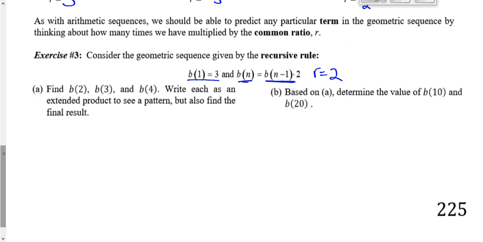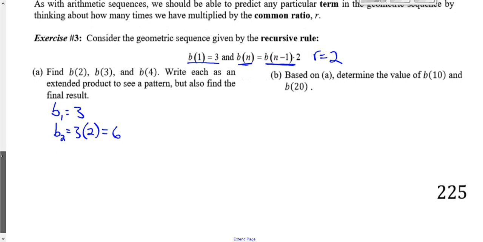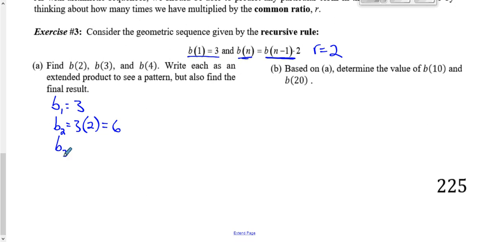Let's write down the first term, which was what? b1 equals 3. So b2 equals 3 times 2. b3, I'm switching notations here, equals 6 times 2, and then b sub 4, I should have stuck with their notation, equals 12 times 2. So that looks exponential, doesn't it? So geometric sequences are really exponential, aren't they? Yeah. Okay?